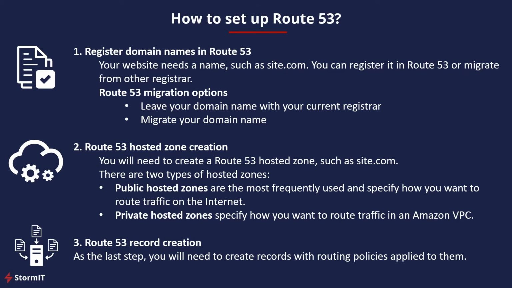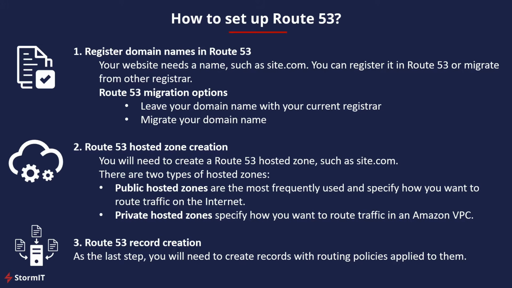And how to set up Route 53? First, you will need to register domain names in Route 53. It's normal that your website needs a name such as site.com, and you can register it right in Route 53, or you can migrate it from another register if you already have that. And there are 2 migration options in Route 53. You can leave your domain name with your current register, and basically you will need to just change the name servers there, or you can just migrate your domain name to Route 53.